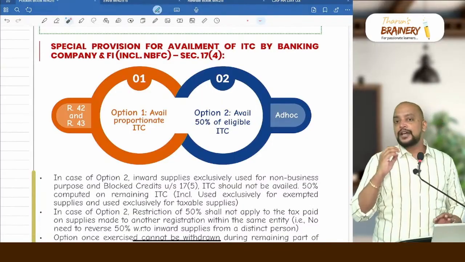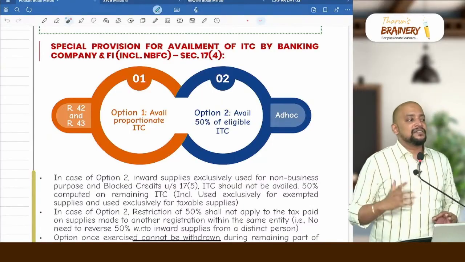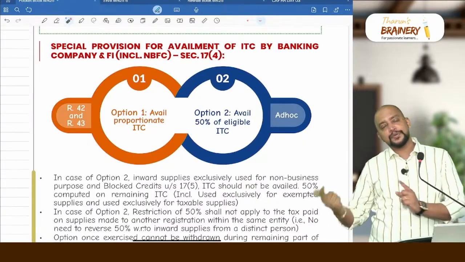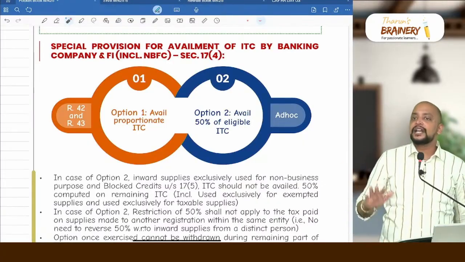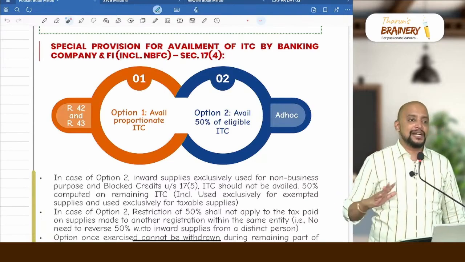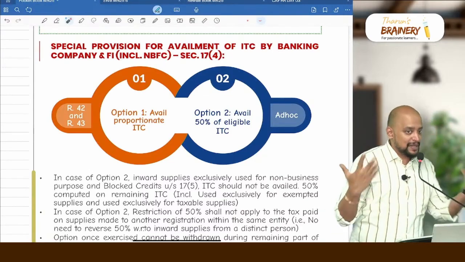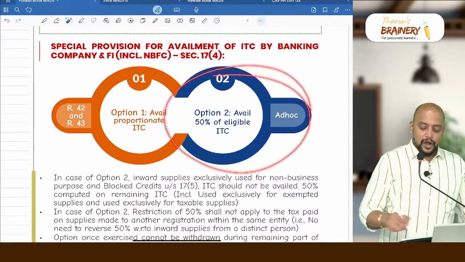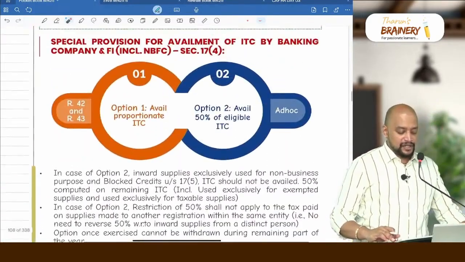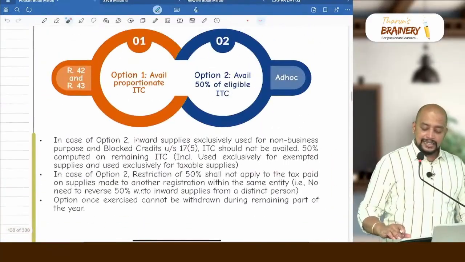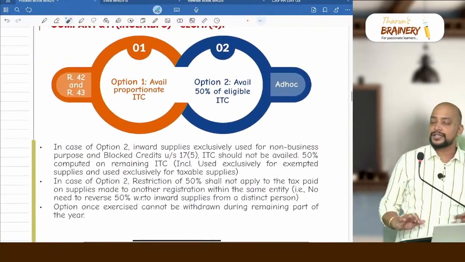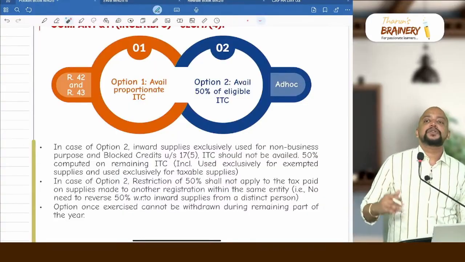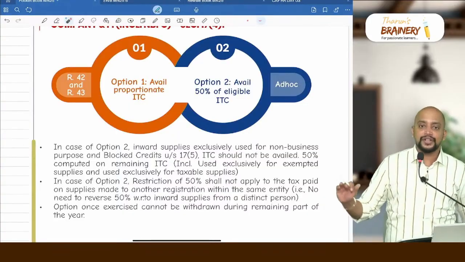What is option number 1? Proportionate ITC method, which means they will take ITC proportionate to their taxable turnover. Whereas another option is ad hoc ITC, meaning a flat 50% of the eligible ITC they will take, and the remaining 50% will lapse. So you can see option 1, avail proportionate ITC; option 2, avail 50% of the eligible ITC. In this regard, you need to remember some key points. This option they need to select in the beginning of the financial year, and option 1 selected will remain throughout the financial year.